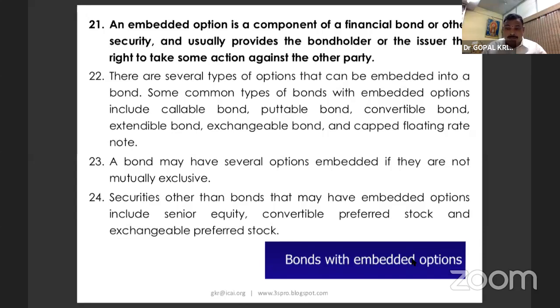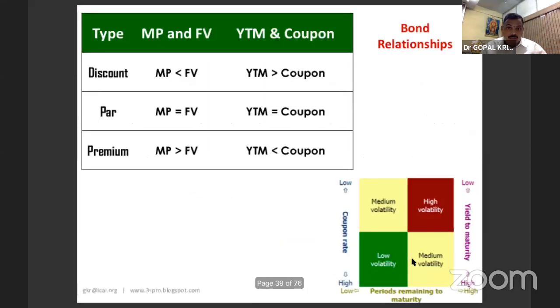And that option is a call option. So the call option is with the holder. I mean, not with the holder, but with the issuer. The issuer can call and buy back the bond and redeem the bond.